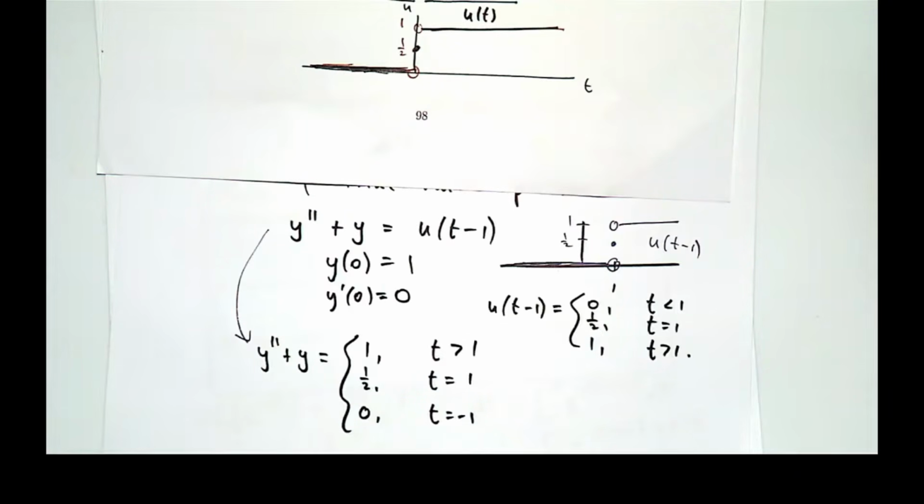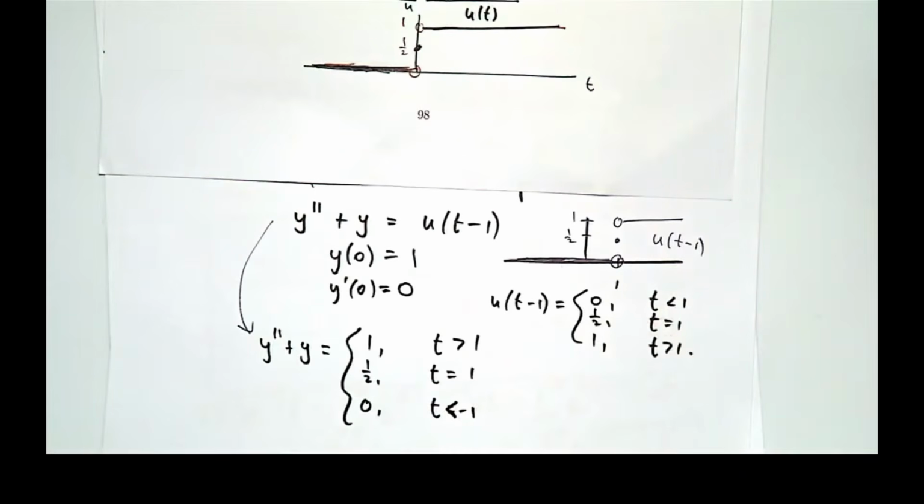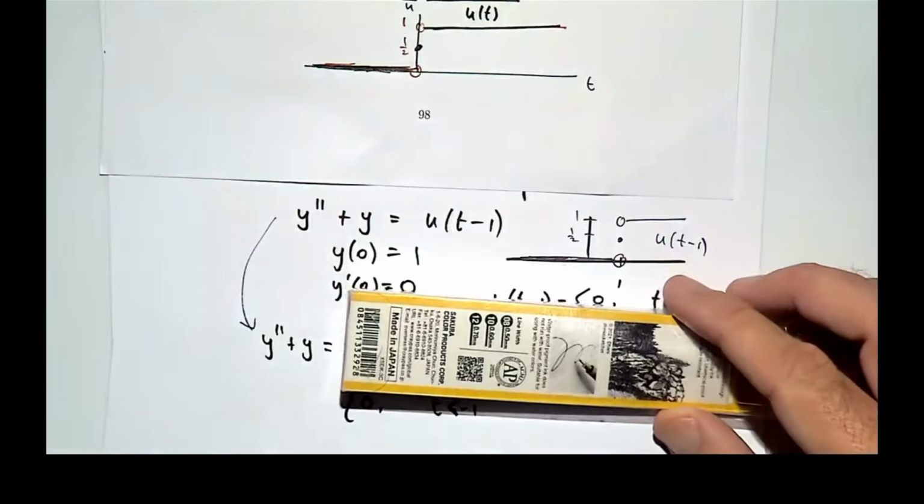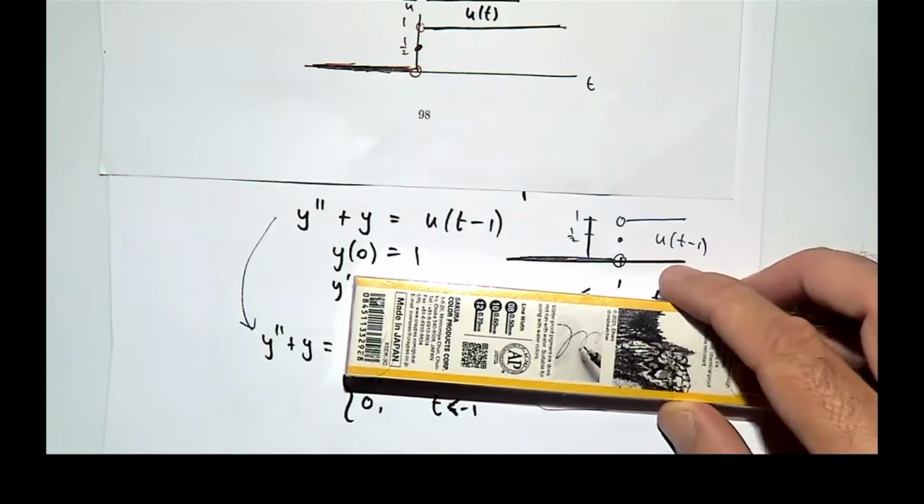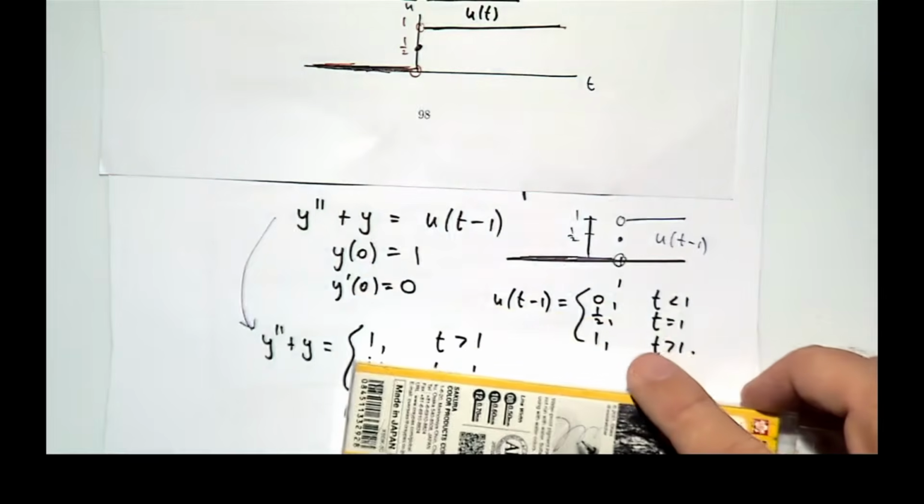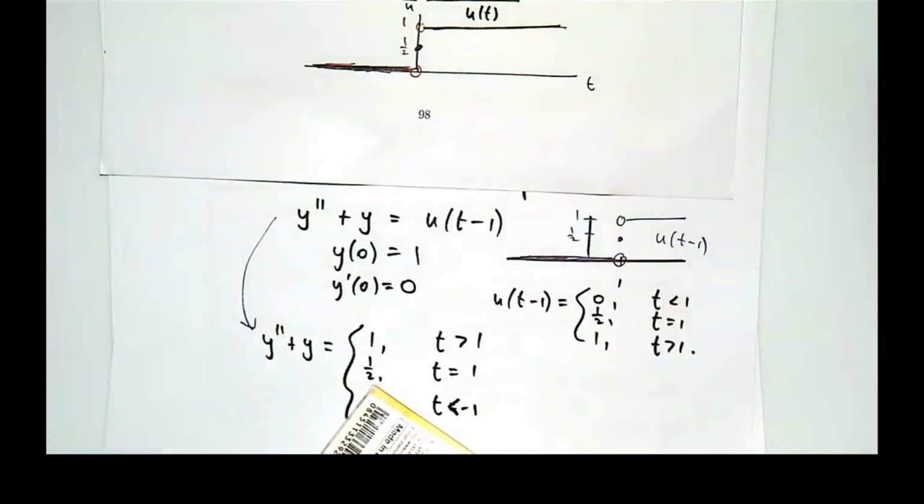Well, let's make it a little bit easier. Sorry, less than 1 down the bottom, not equals to 1. So what happens if I do this? I'm just going to cover up. Okay, y double prime plus y equals 0. Can we solve that? Y double prime plus y equals 1. Can we solve that? Yeah? Y double prime plus y equals 1/2. Can we solve that? Yeah.